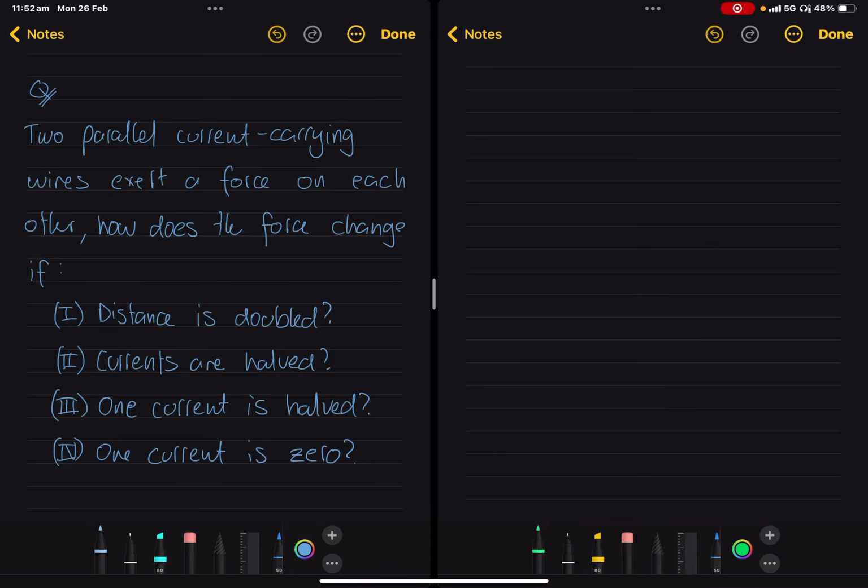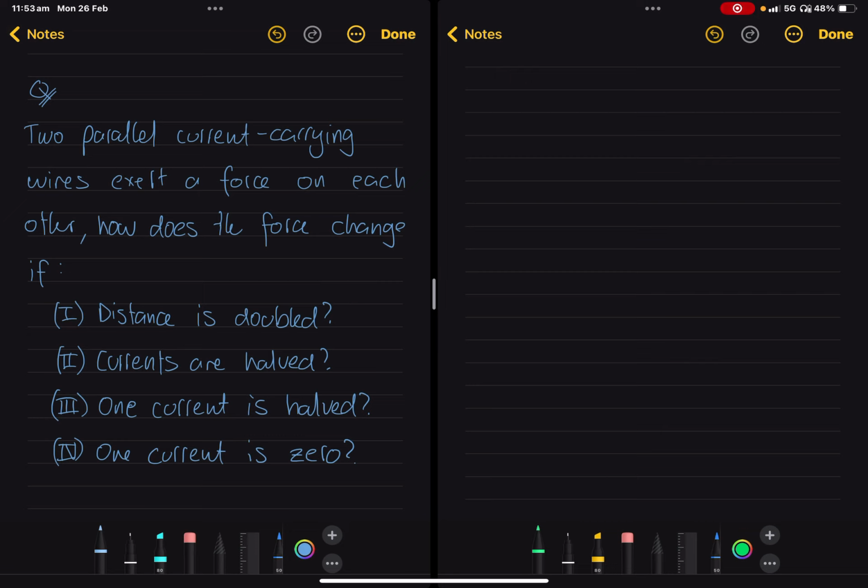Okay, so let's take a look at another electromagnetics question. We've got two parallel current-carrying wires that exert a force on each other. How does the force change if 1, distance is doubled, 2, both currents are halved, 3, one current is halved, or 4, one current is zero?